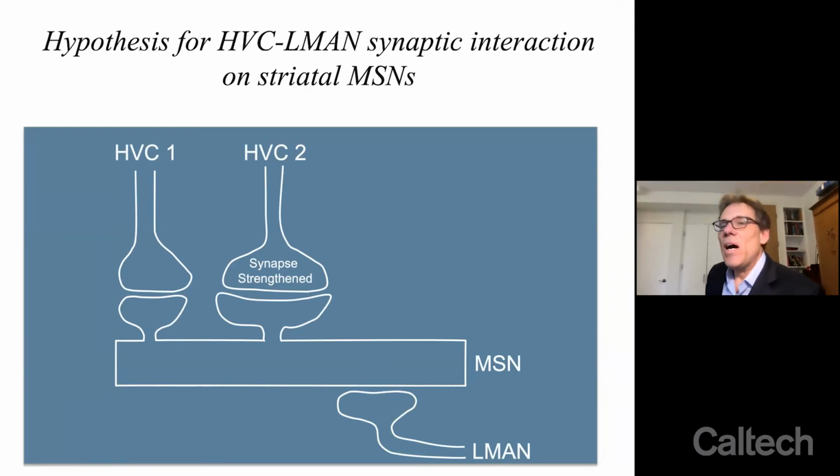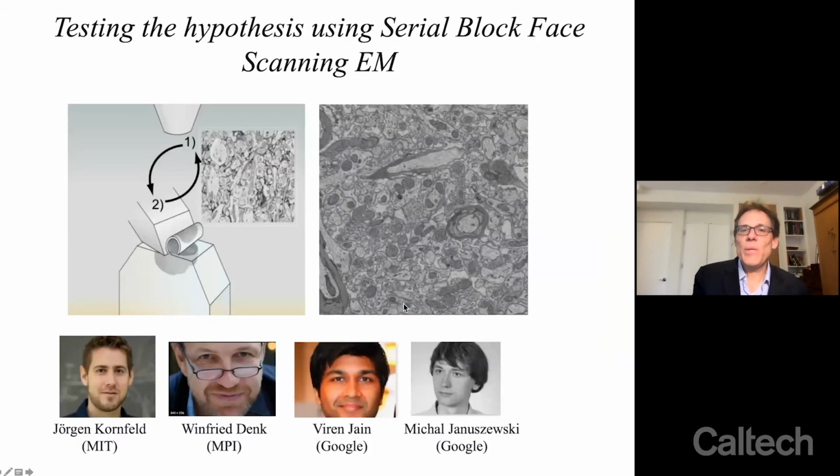Okay, so how do you go about testing this model? There are many ways you could imagine going about doing this electrophysiologically, using optogenetics. Today, I want to describe to you a particular approach that we've taken to test this model. This is work done with Jürgen Kornfeld and our postdoc in our lab in collaboration with Winfried Denk at the Max Planck Institute and Viren Jain and his team at Google, in which we set out to test various aspects of this model, starting with the structural asymmetry of HVC and LMAN inputs onto MSNs.